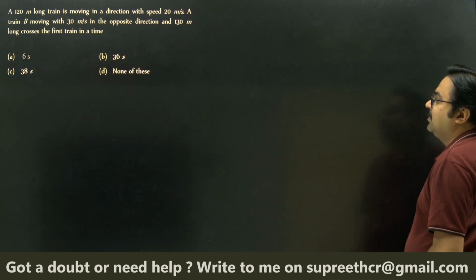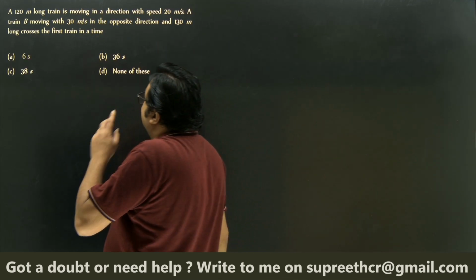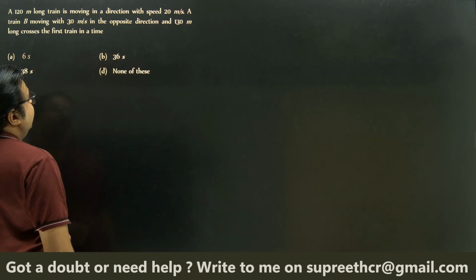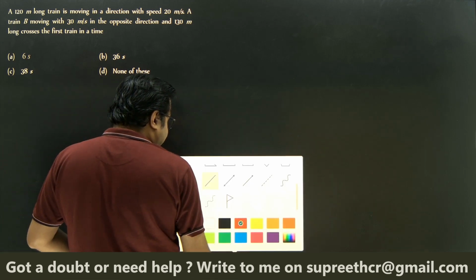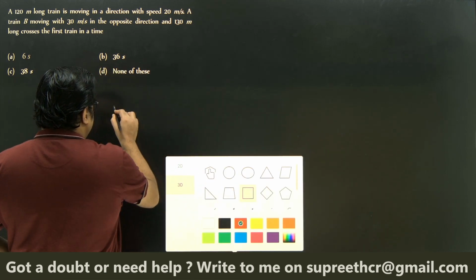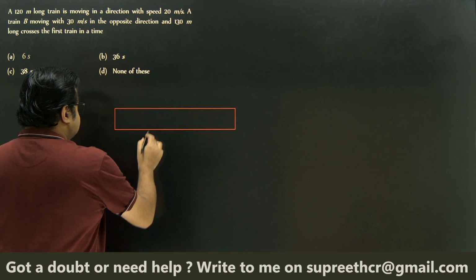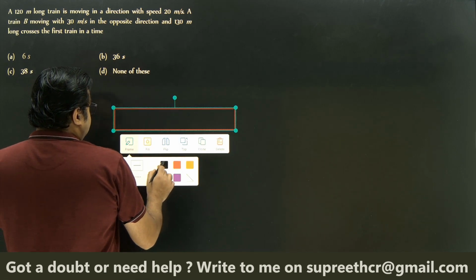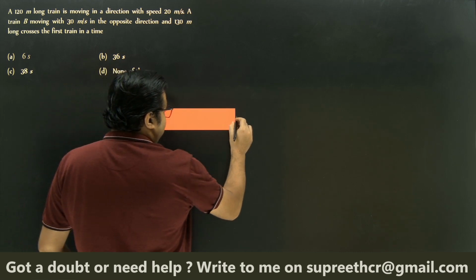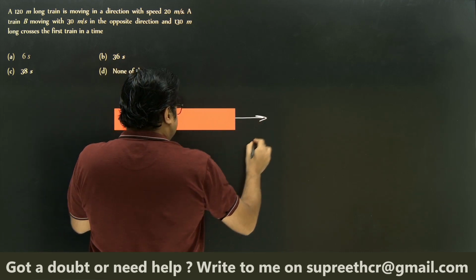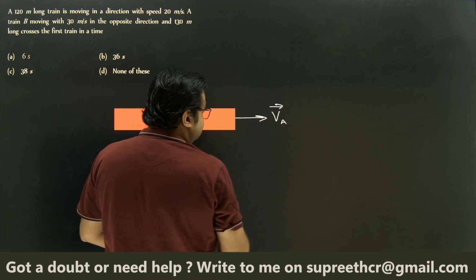Let's begin. A 120 meter long train is moving in a direction with 20 meter per second. So let us imagine that I have a train, and this train, dear friends, has got a velocity. Let me write that velocity as VA.